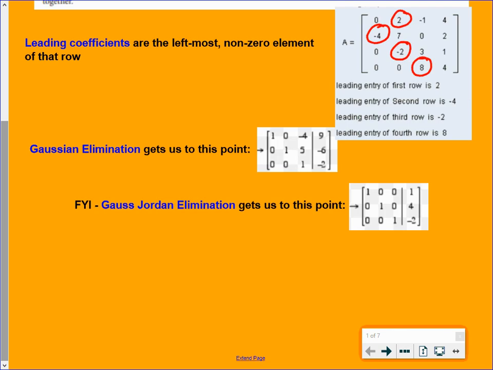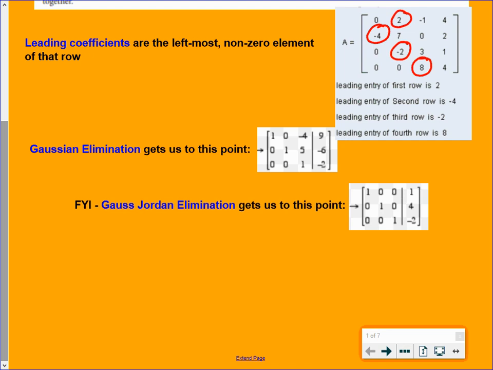So the point of Gaussian elimination is to get us to a matrix like this. The two things to pay attention to in this matrix is the diagonal. You see the diagonal here is all ones. That's what we want. And also what to pay attention to is that everything underneath that diagonal is zeros. Or in other words, the bottom left corner are all zeros.